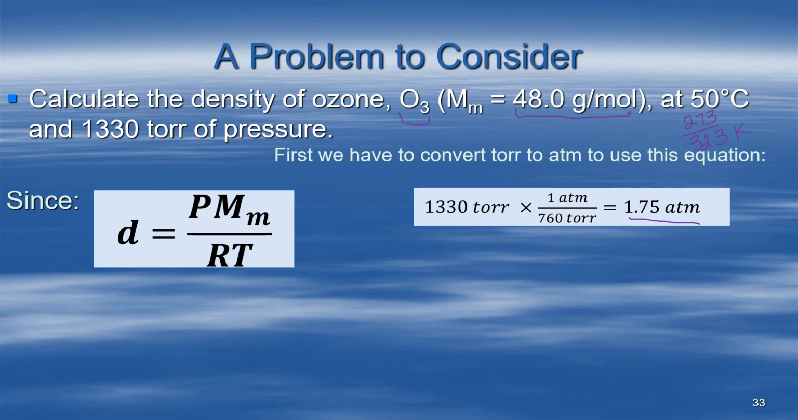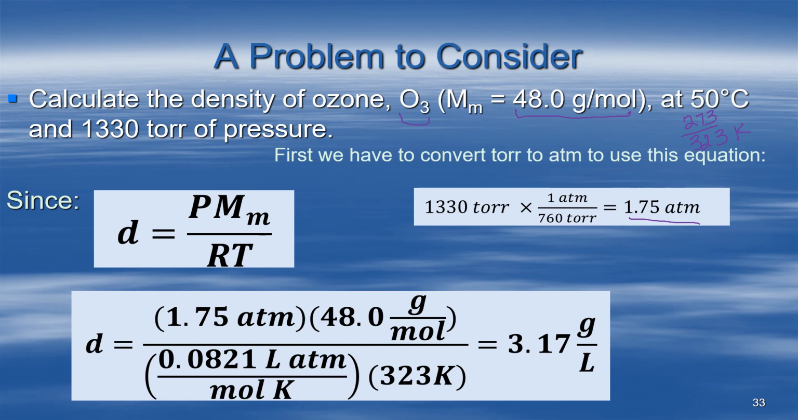Now we know that density equals pressure times molecular weight over R over T. Just plug those numbers in. Our pressure, 1.75 atmospheres. Our molecular weight is 48 grams per mole. R, 0.0821 liter atmospheres per mole Kelvin. And our T, 323 Kelvin. The Kelvin will cancel. The moles, we have one in the denominator, so they cancel. The atmospheres cancel, and our units will be grams divided by liters. So that's the density of ozone at 50 degrees Celsius.